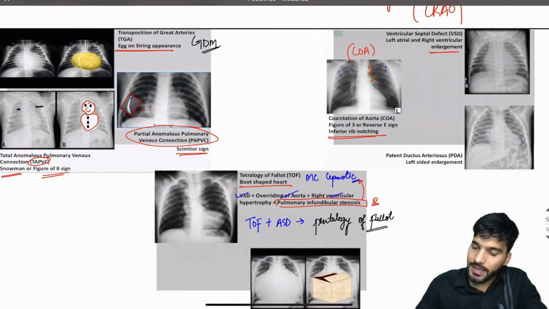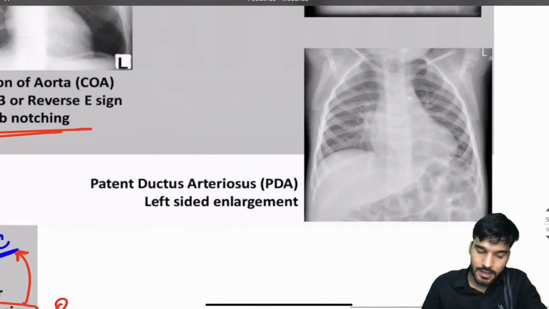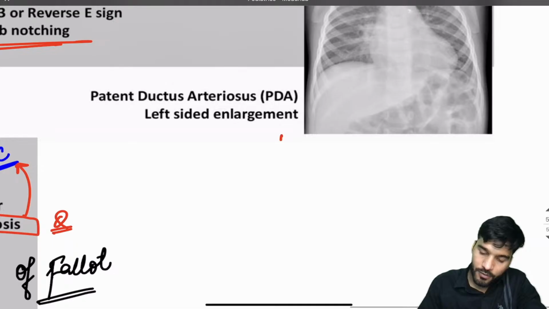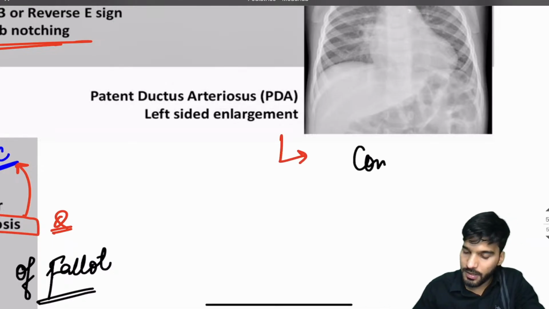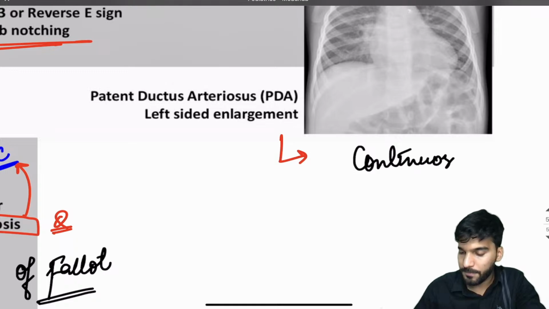Now next is going to be the patent ductus arteriosus, PDA. One question from PDA will ask which type of murmur is seen. It is continuous murmur or machinery murmur.